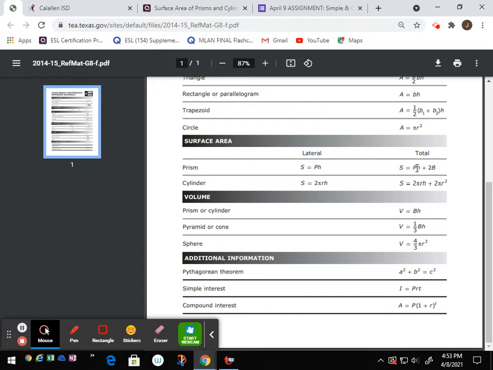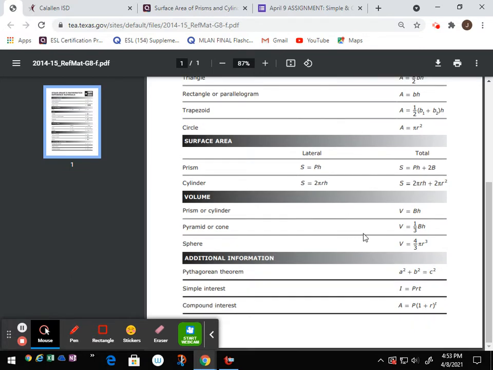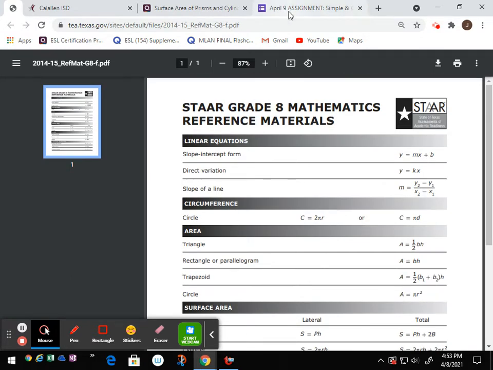Big P standing for perimeter of the base, H representing the 3D height, the three-dimensional height of the shape, not the height of the base, the 3D height, okay? And big B, which is the area of the base, okay? All these formulas are coming straight from this reference chart that STAR will be given to you and we have in our classrooms, all right?